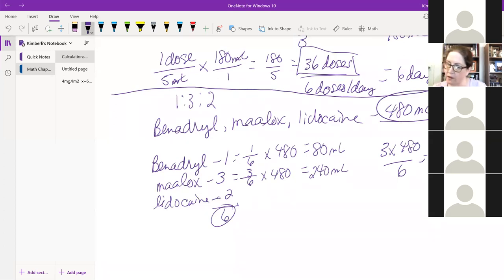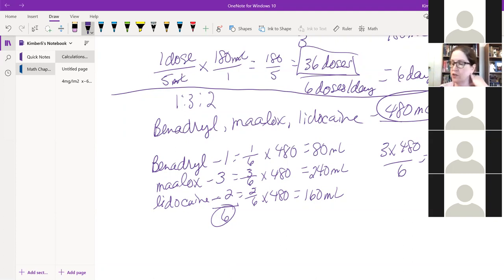And then for here, 2 out of the 6 parts. That's 160, right? Yes. Yep. So that's your answer, 80 milliliters of Benadryl, 240 milliliters of Maalox, and 160 milliliters of lidocaine, or whatever these particular medications are in here.